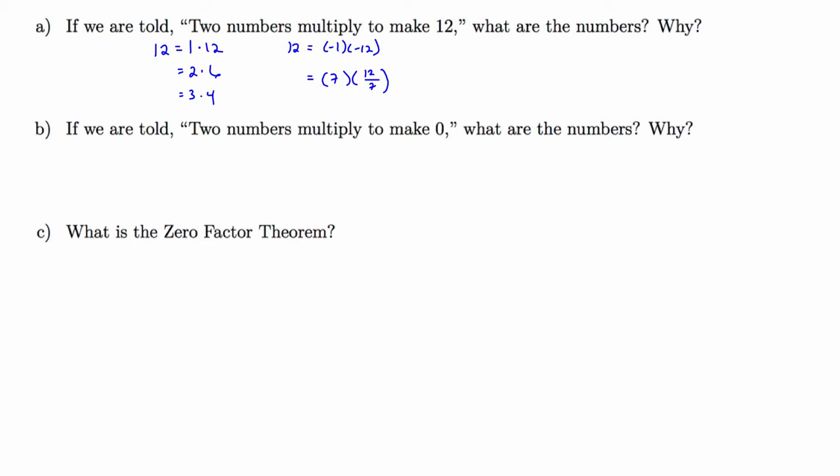The fact is, for almost any real number you give me, I can find another number we could multiply your number by to obtain 12. So the fact is, if we're told two numbers multiply to make 12 and asked what are the numbers, we have no way of knowing.